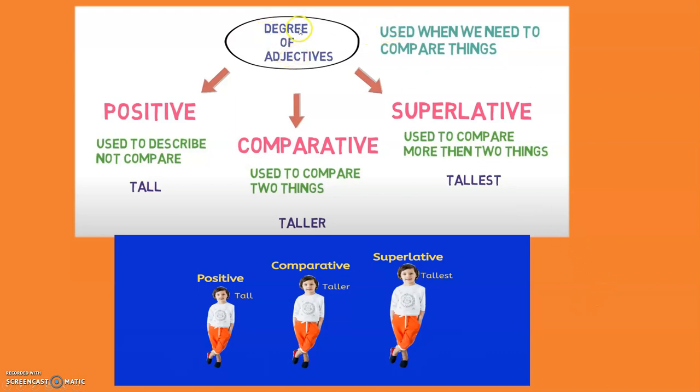So, what we did today, children, we did degrees of adjectives. We said they are used when we need to compare things. And we saw three different types, that is positive, comparative and superlative degree. And positive is used to describe, not compare. And comparative is used to compare two things. Superlative is used to compare more than two things. So you can see here, tall, taller, tallest. So I hope you understood this little video on degrees of comparison, how to interchange it, children.